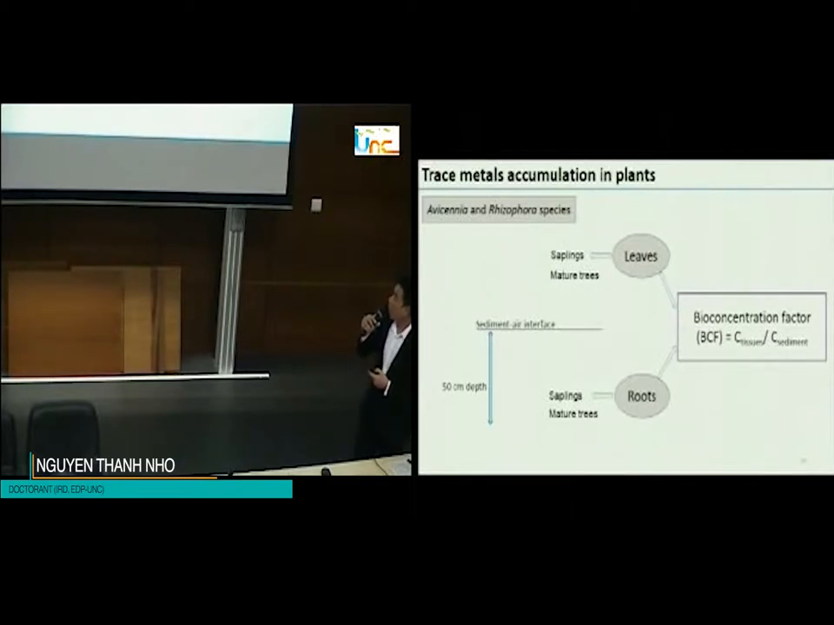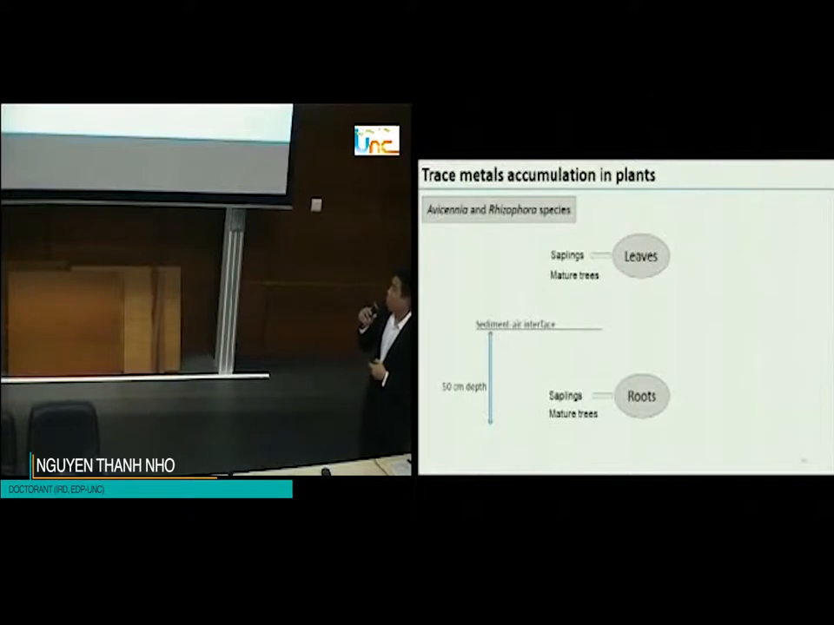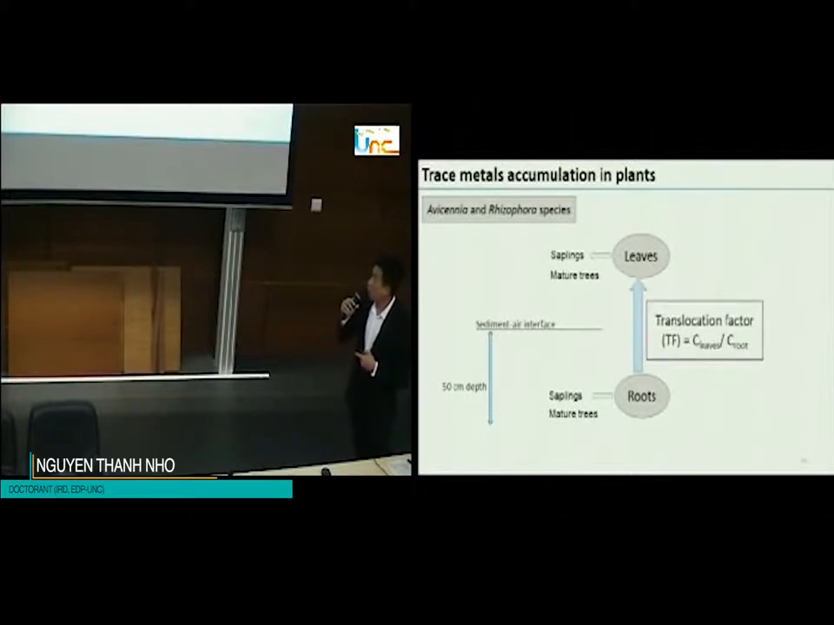And to assess the bioaccumulation of trace metal in the mangrove plant tissue, the bioconcentration factor was calculated. It is defined as the ratio of the mean metal concentration in the tissue to the mean metal concentration in the sediment. And to assess the translocation of trace metal from the root to the leaf, the translocation factor was also calculated. It is defined as the ratio of metal concentration in leaf to metal concentration in root.